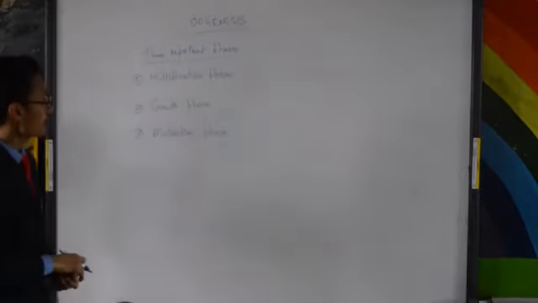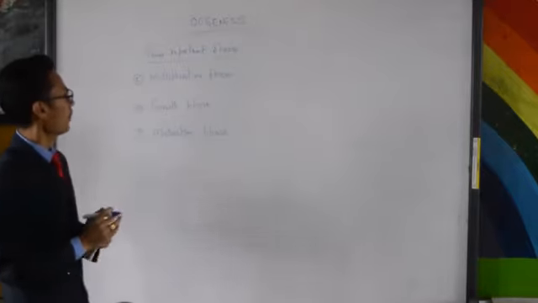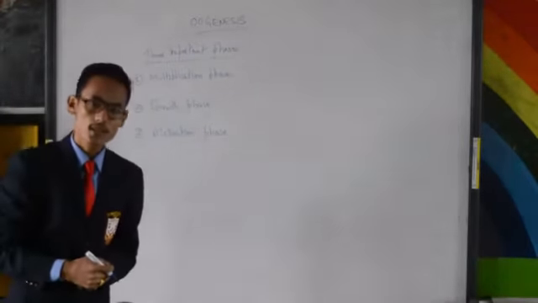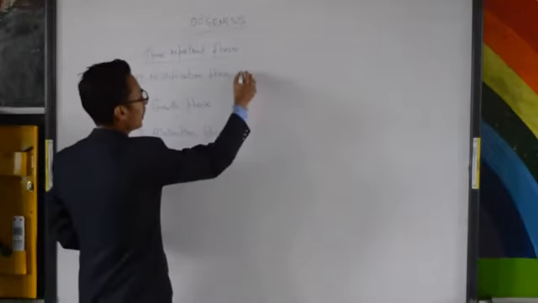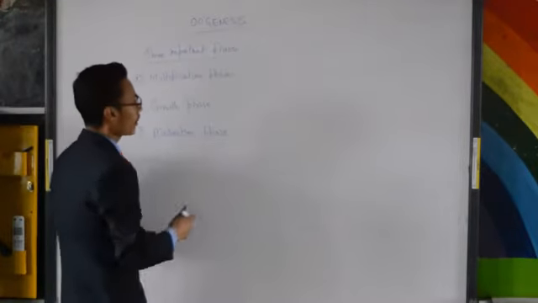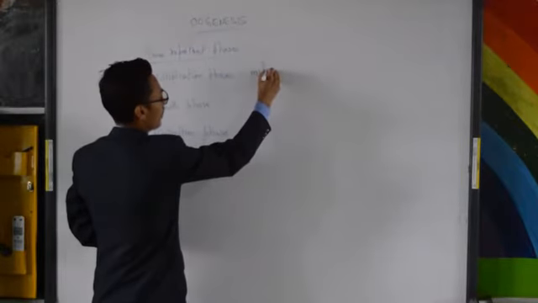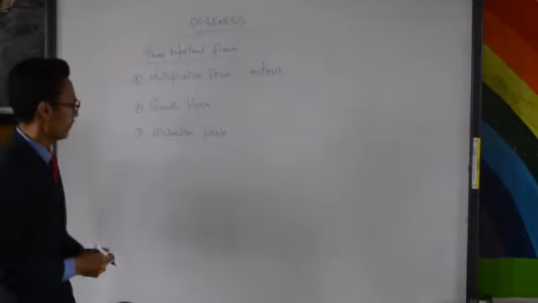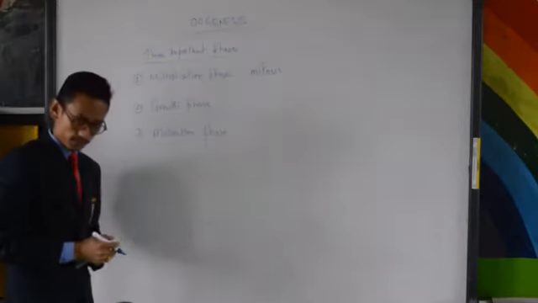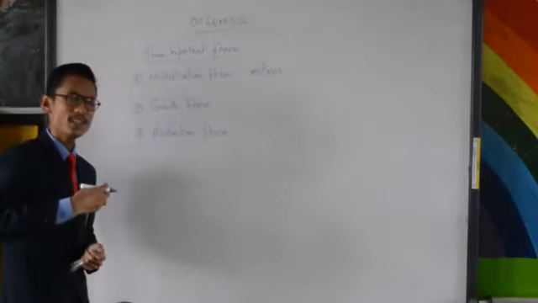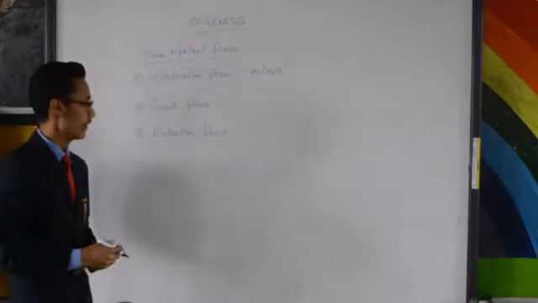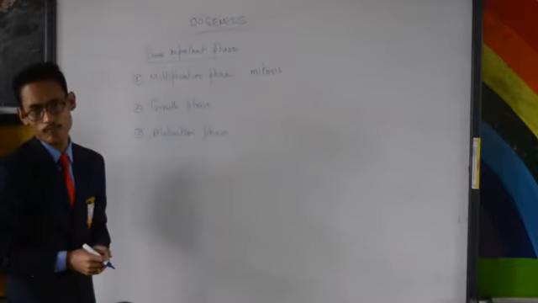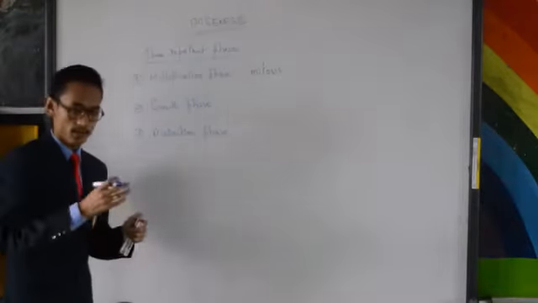Okay, so there are 3 phases of oogenesis. First one is multiplication phase, where the number of follicles has to increase in number. And over here, the type of cell division that occurs is mitosis cell division or mitotic cell division. In the growth phase, the follicle has to increase in size. Alright? And in the maturation phase, there must be formation of ovum. Clear?